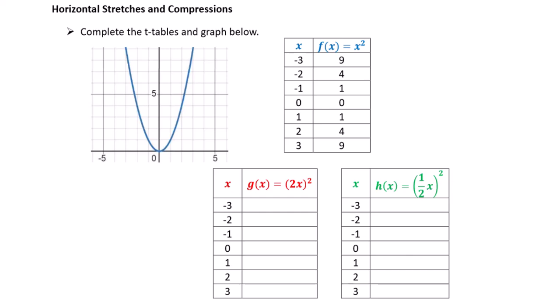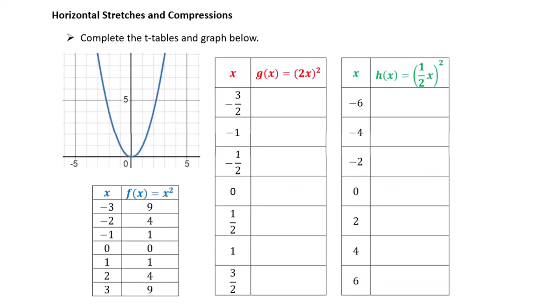Now a discussion on horizontal stretches and compressions. Let's complete the t-tables and graph this. We have here, let's take a look at horizontal stretches and compressions now. I want to complete the t-table and graph for the red g of x function and the green h of x function here. I'll copy down the t-table from what we had in the previous example for our quadratic function.